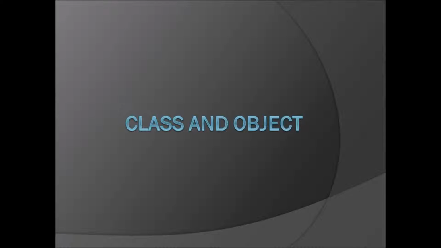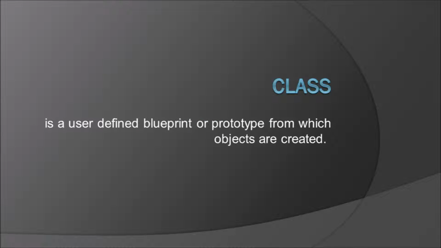and objects in Java. Classes and objects are basic concepts of object-oriented programming which revolve around real-life entities. Class. A class is a user-defined blueprint or prototype from which objects are created. It represents the set of properties or methods that are common to all objects of one type.